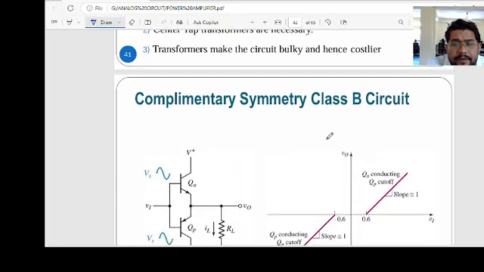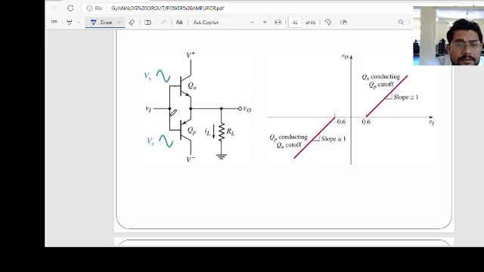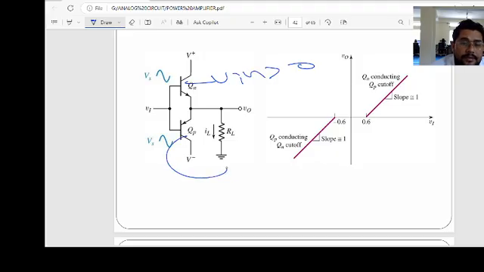Then the complementary symmetry class B circuit is there. This is the NPN transistor. It works if the input is greater than 0, and this transistor works if the input is less than 0, and we can see the output like this. Q1 conducts with a slope like this, and Q2 conducts with a slope like this.